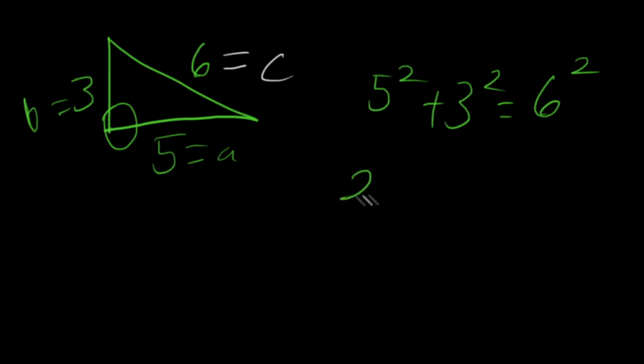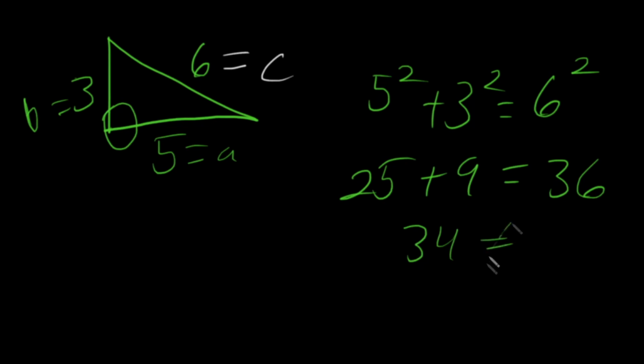5 squared is 25. 3 squared is 9. And 6 squared is 36. So we need to add 25 plus 9, and that gives us 34, which does not equal 36. It's close, but this means that this angle over here cannot be 90 degrees. Let's take a look at one more example.